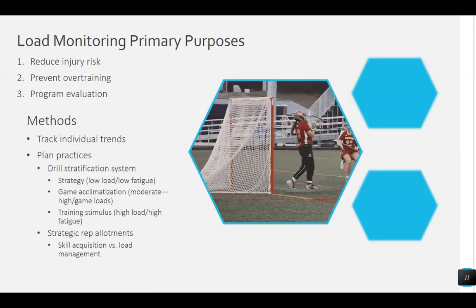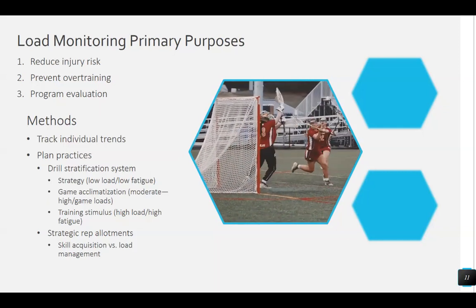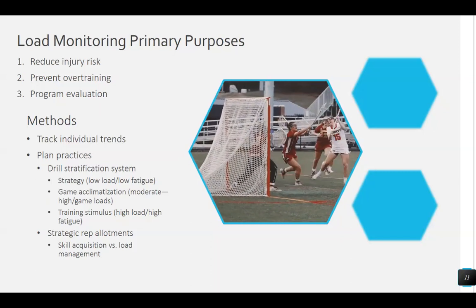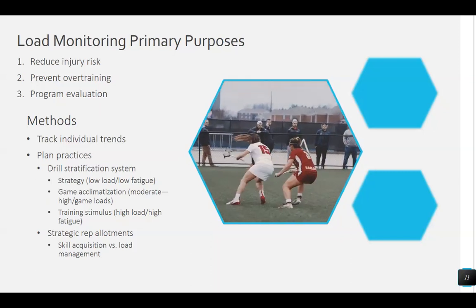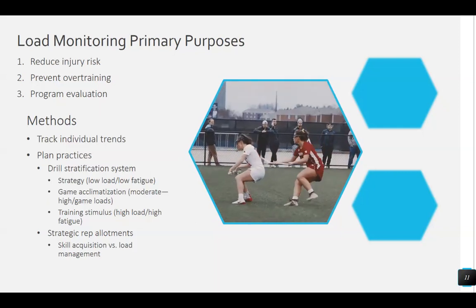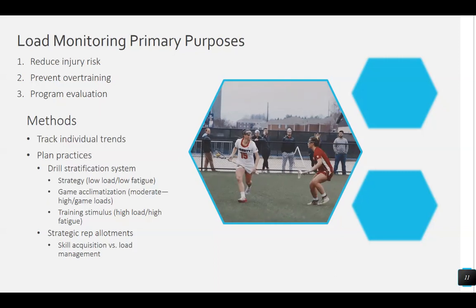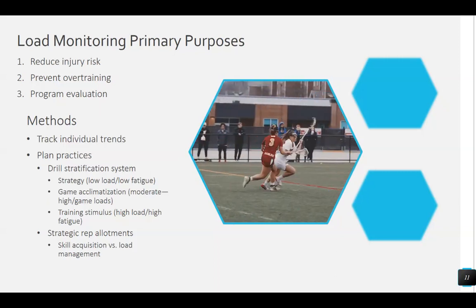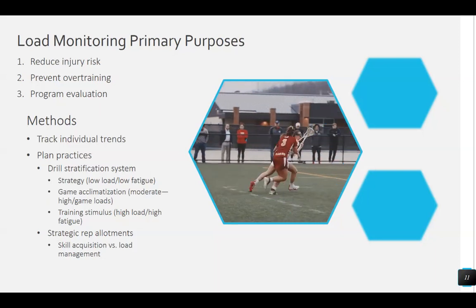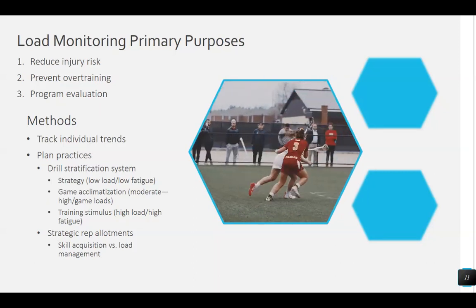So what that can do is help plan practices. So we like a drill stratification system. That's one of the things that I've been working on as I work with the team, is to say, okay, when we go through and choose specific drills, not only does it have to do with the coach's preferences, things that they need to work on based on watching film and things like that, but it also has to do with the overall load monitoring. So a more strategic type practice or drill, depending on how you manage the practices, is going to be lower load, lower fatigue. So these are things that can easily be integrated closer to game scenarios. These are the things that, as Tim had mentioned, we want to have probably when the athletes are fresh.